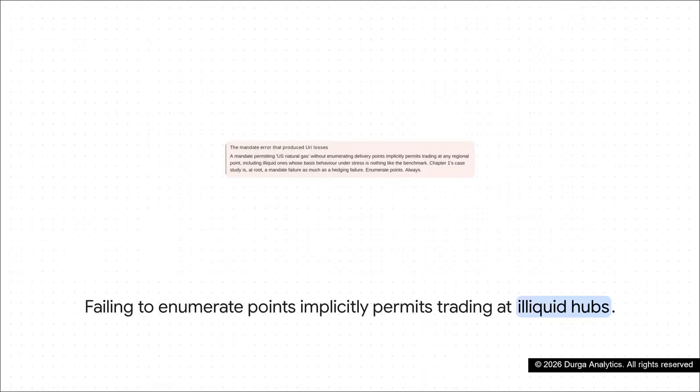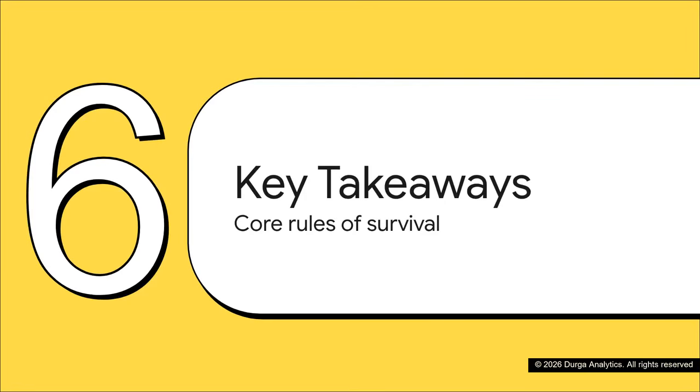And let me tie this back to our earlier lessons. Permitting generic U.S. natural gas without enumerating the exact delivery points is the exact same fatal mandate failure that caused those massive Winter Storm Uri losses we discussed back in Chapter 1. If you do not enumerate the specific points, you implicitly permit trading at illiquid hubs whose basis behavior under extreme stress looks nothing like the benchmark. Enumerate the points, always.